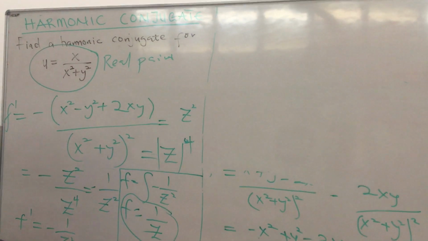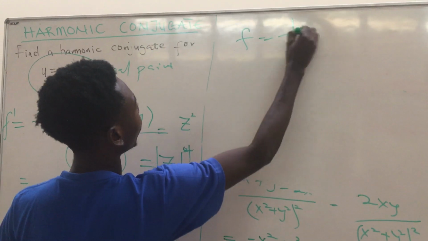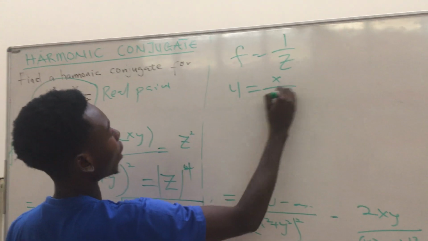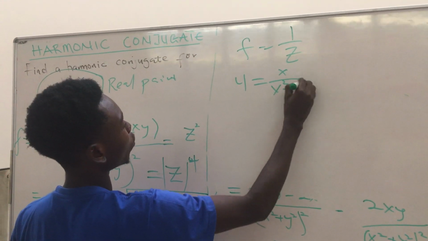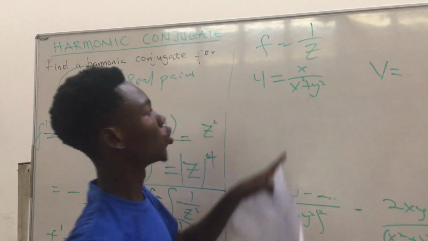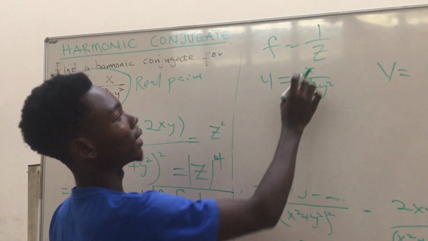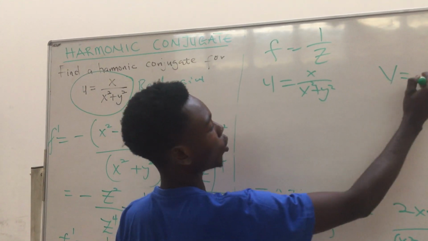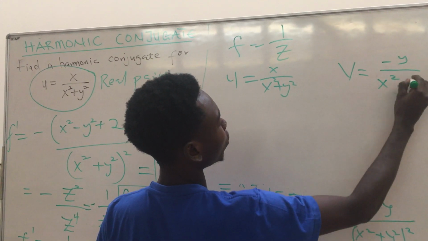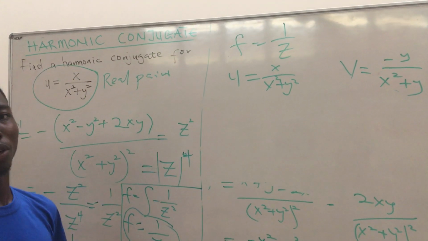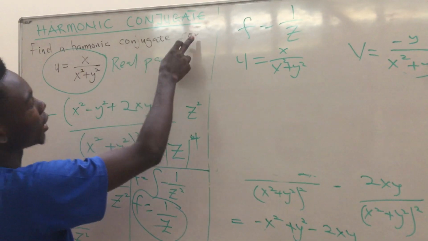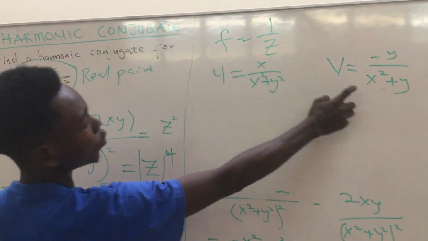So looking at this function, it will be 1 over what? Z squared, and then our u, which is what? X over what? X squared plus what? Y squared, which is given. We are asked to find what? Our v. So looking at this and comparing this to this, our imaginary part will be what? Negative y over what? X squared plus what? Y squared. Are you okay? So that means what? Our harmonic conjugate part of this function is what?